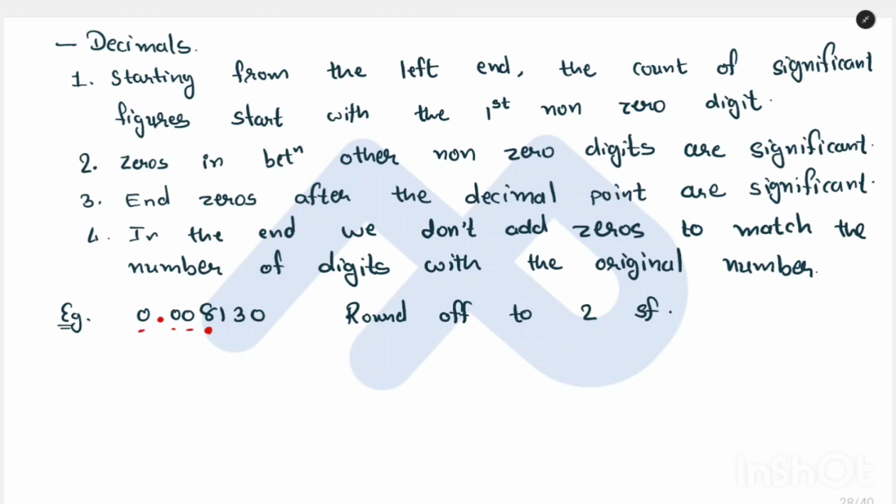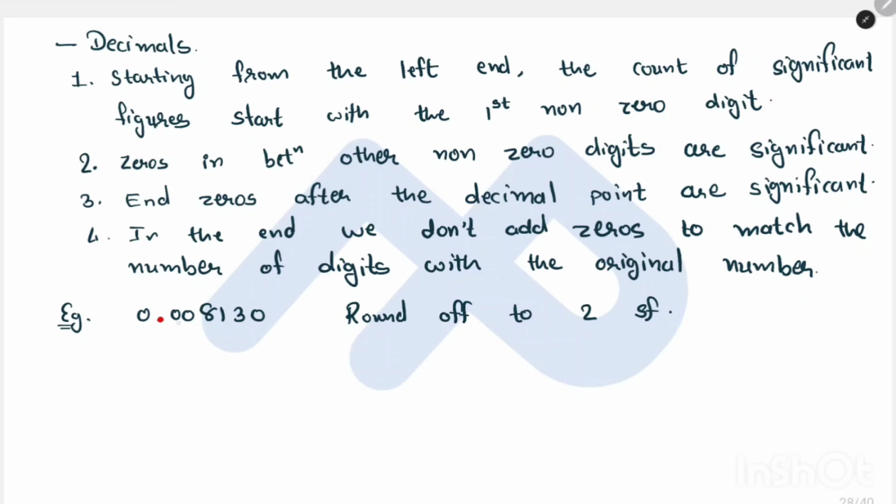This is why while rounding off, you don't add extra zeros to match the number of digits with the question, which we do in the case of integers. Fourth, end zeros after the decimal point are significant. Okay, we did that. And in the end, we don't add zeros to match the number of digits with the original number, which is the most important thing. You are supposed to remember that.